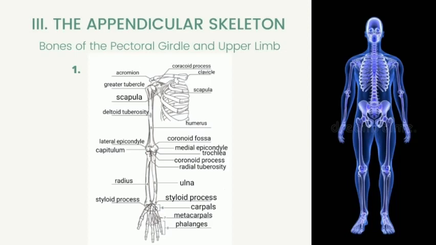Next, number 3, we have the humerus. Inferior to the humerus, we have the coronoid fossa, lateral epicondyle, capitulum, medial epicondyle, trochlea, coronoid process, and the radial tuberosity. Next, number 4, we have the radius. Inferior to the radius, we have the styloid process. Next, number 5, ulna. Also inferior to the ulna is the styloid process. Number 6, we have carpals, 7, metacarpals, and 8, the phalanges.